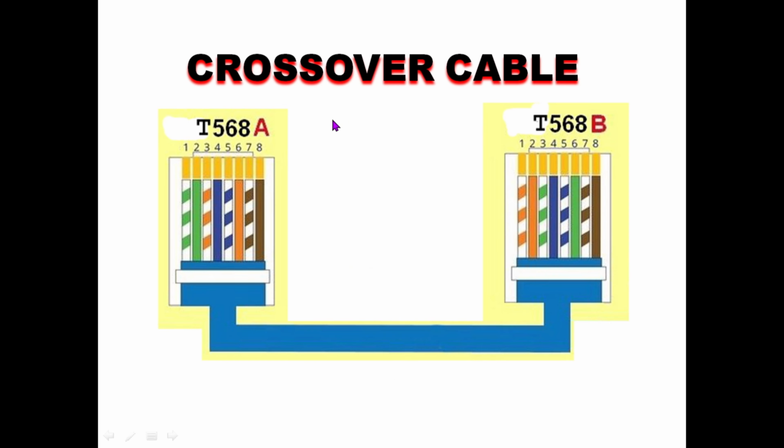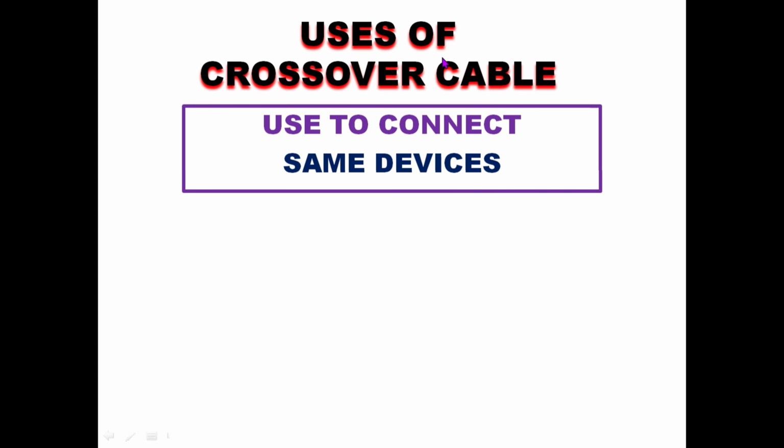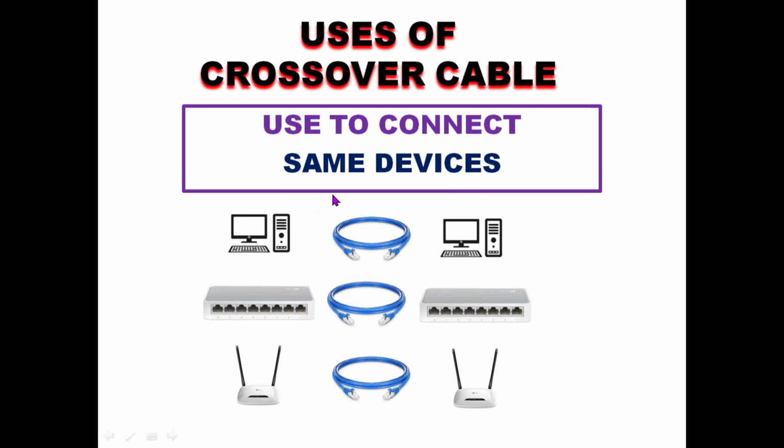Now the other crimping color code is crossover cable. In this we use both the color codes, that is T568A on one side and T568B on the other side. This is known as crossover cable. Uses of crossover cable. It is used to connect same devices. What I mean is PC and PC, this is same, so we are going to use crossover. In the same way, switch and switch, they are same, we are going to use crossover. Router and router, they are same device, so we are going to use the crossover cable.